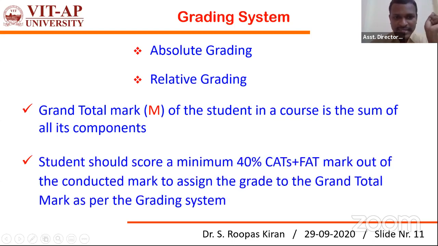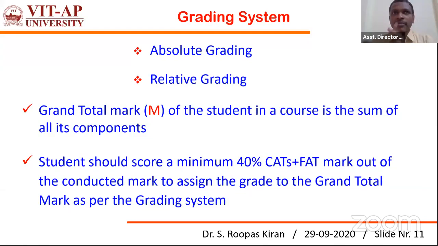Once again I am repeating that out of those 60 marks, CAT 1 plus CAT 2 plus FAT, the weightage is 20 plus 20 plus 20. Out of that, you must score a minimum of 40% of the CAT component weightage. That is 24 marks out of 60 marks. It will come like this, as I said before, we are conducting the examinations for 50 marks.